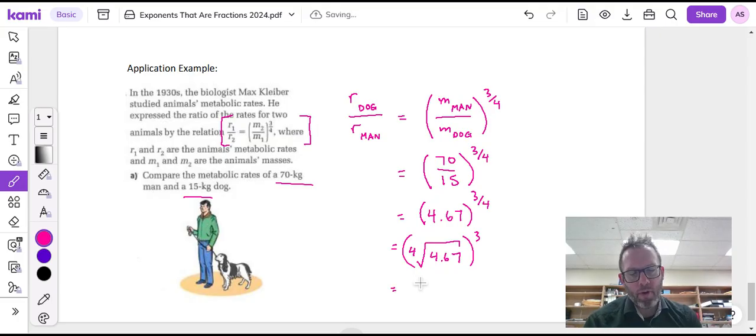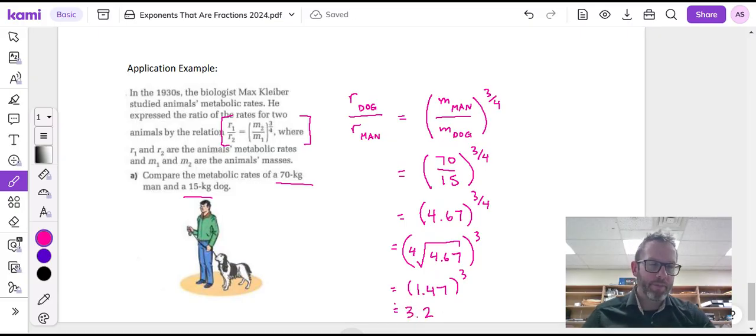The fourth root, I think it's the first time I had to use this button today because I've just been doing mental math. Fourth root of 4.67, I got about 1.47, and then I'll raise that to the power of 3, squeezing this in here. So I got about 3.2.